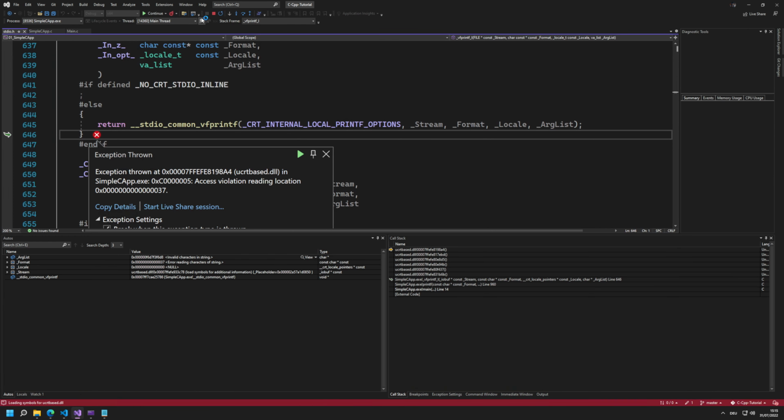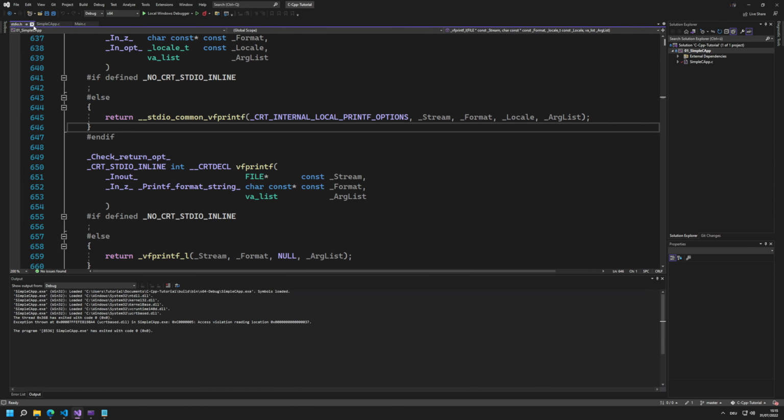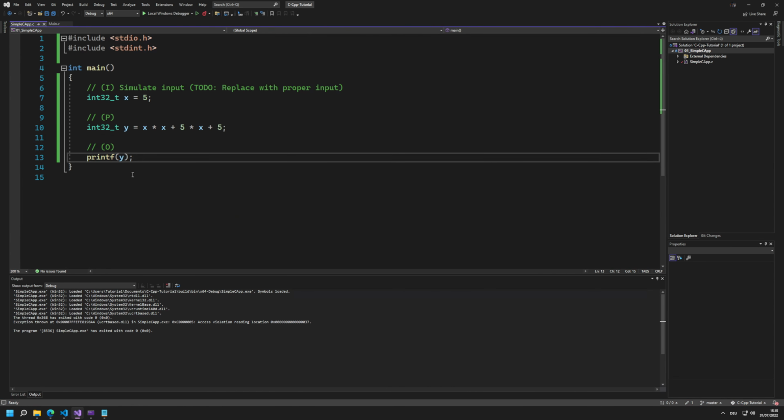By the way, you saw me clicking on that red stop button. This basically means stop debugging and return to normal code operation, normal coding. So what is wrong with that call of printf? Well, printf doesn't work like that. You can't just put anything that you like in printf.